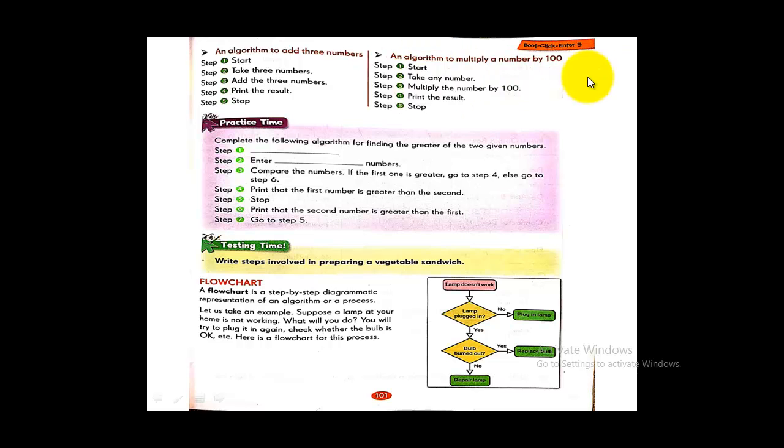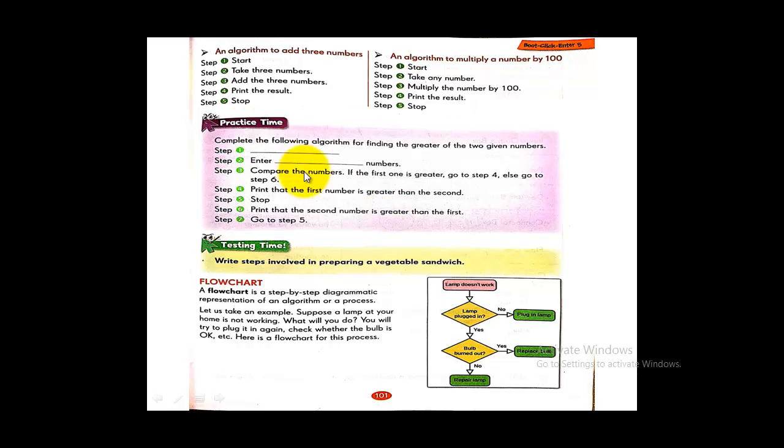Now the operation for multiplication will be done here. Then we'll get the product, that is the result. After that we'll print the result. After multiplying the number by 100 we get the product, then we print the result. After that we'll stop here. This is an algorithm to multiply a number by 100.